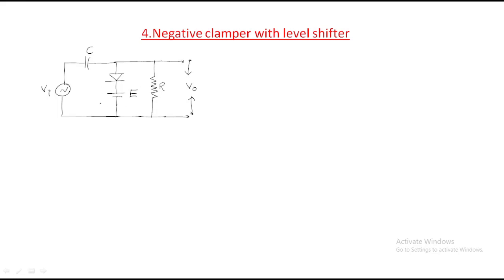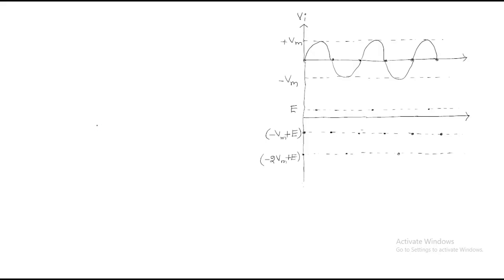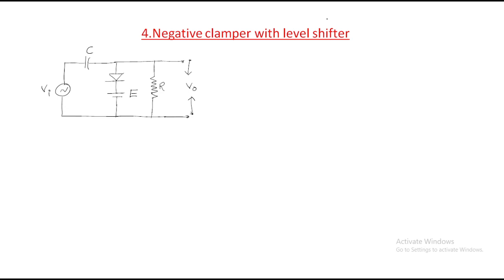So it is biasing some voltage. When we are using the level shifter, we have slight changes in the output waveform. This is the input waveform, but we have slight changes in the output waveform. So those are what we have to discuss here. First, we discuss the case when the diode is on. The first case is case 1, when the diode is in the on condition.